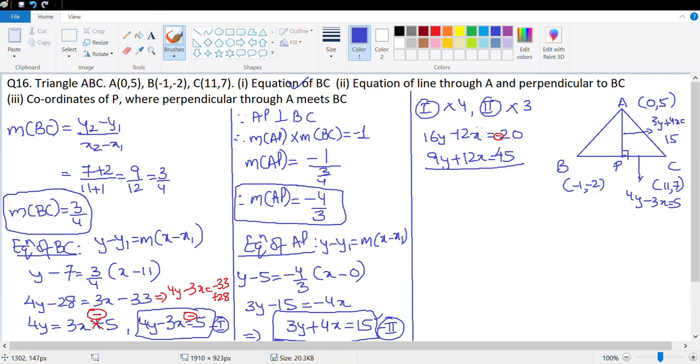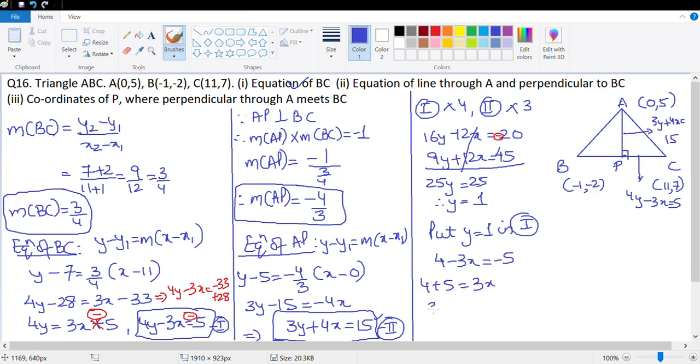Perfect. So now when I add, this gets cancelled, and 16 plus 9, that's 25y is equal to -20 plus 45, that's 25. Therefore, y is equal to 1. Now put y is equal to 1 in, let's say, equation 1, and I get 4 minus 3x is equal to -5, which means 4 plus 5 is equal to 3x. 3x is equal to 9, therefore x is equal to 3. Therefore coordinates of P are (3, 1). That was our last part of this question. We found the coordinates of P as well.